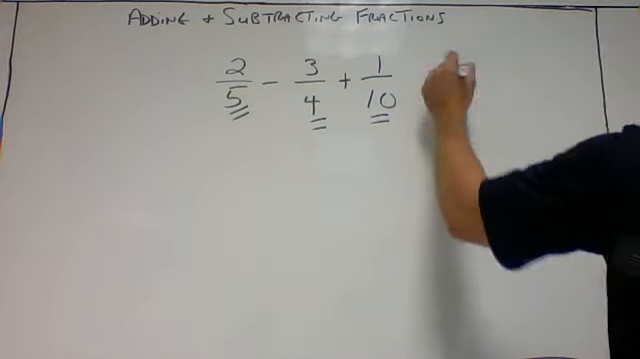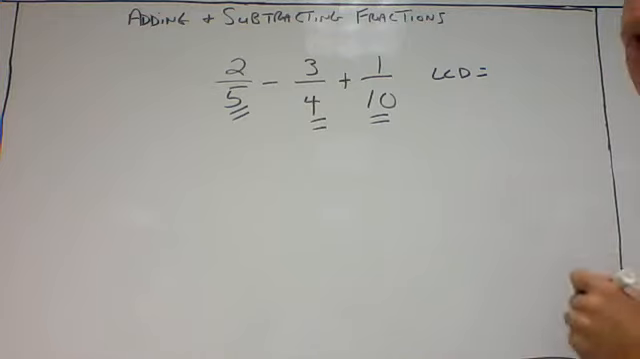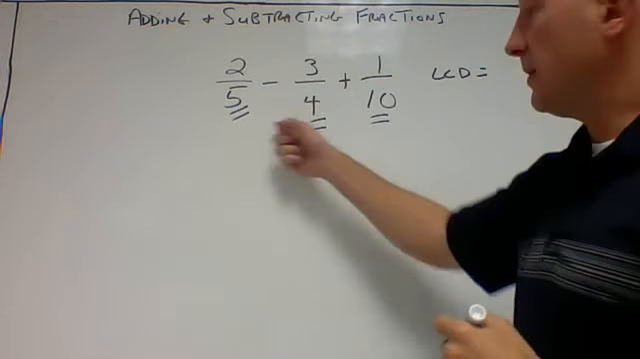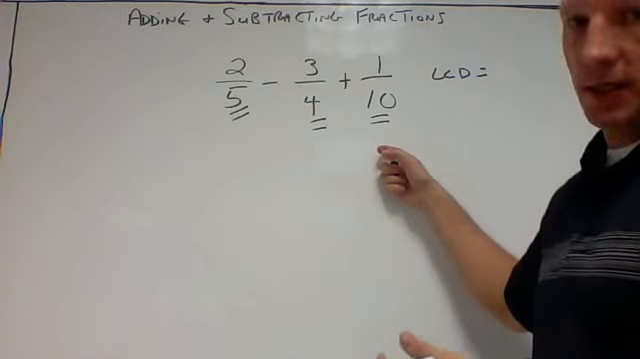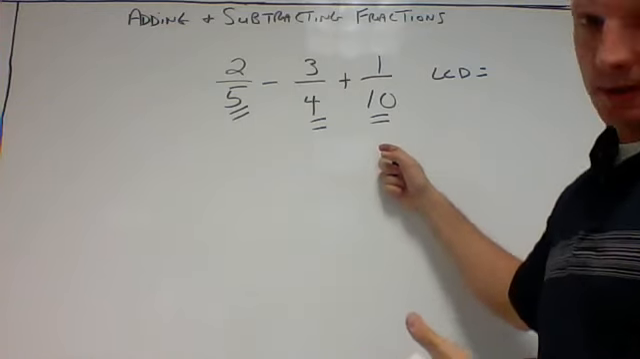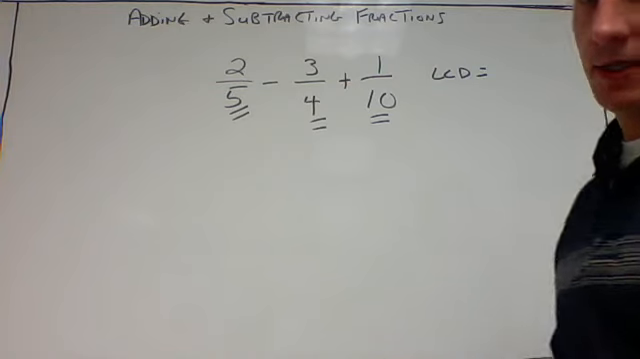So the LCD, least common denominator, we have to find it. Now there's sometimes very large numbers here, and there's a certain process or processes to find the LCD. I'm not going to teach how to find the LCD, you just do it.